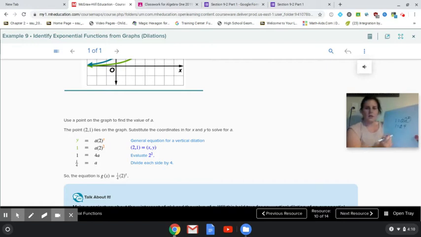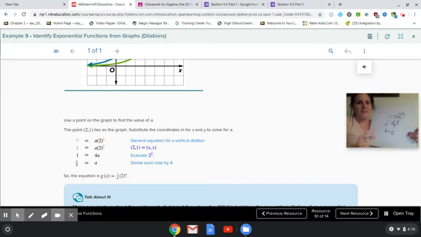Okay. I need to get a by itself. So if a is being multiplied by 4, to get rid of that, I divide by 4. 4 over 4 is 1. That cancels. So 1, divide this side by 4. 1 over 4 is nothing more than 1/4. So my a is 1/4.